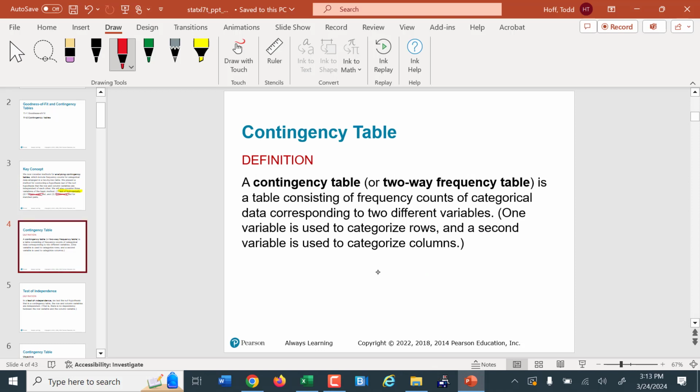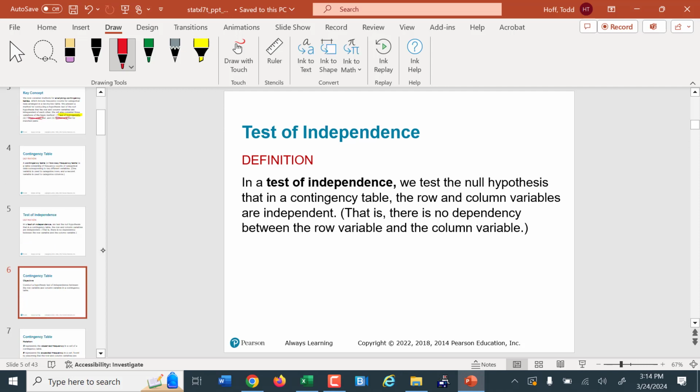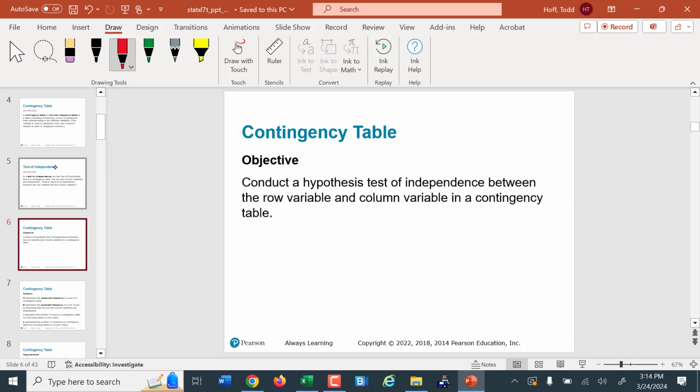So a two-way table consists of frequency counts for two different variables on one data set. We're looking for relationships between those. So for the test for independence, our null hypothesis is always going to be that the row variable and the column variable are independent. There is no relationship between them. The alternative hypothesis then is that they are not independent, that they do have some relationship between them. So our objective is going to be to conduct that test on that contingency table with two variables.